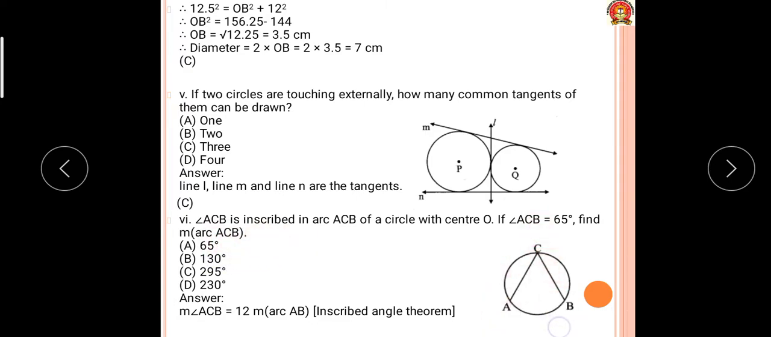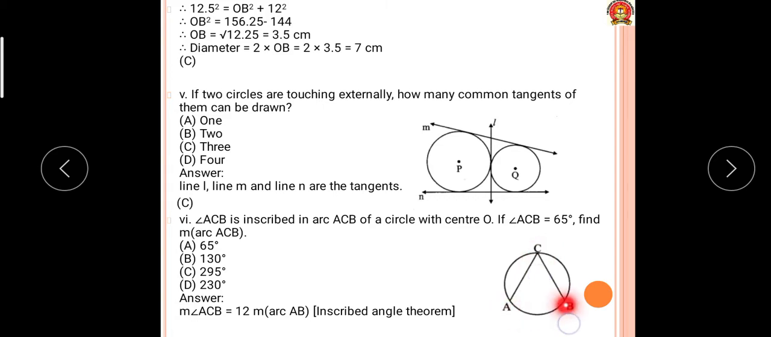Triangle ACB. Angle ACB is inscribed in the arc ACB of a circle with center O. If angle ACB is 65, find the measurement of arc ACB. Now, don't be confused. The arc given, ACB, means which arc? This arc, not arc AB. ACB arc. Now, what is AB? AB is 2 times 65.